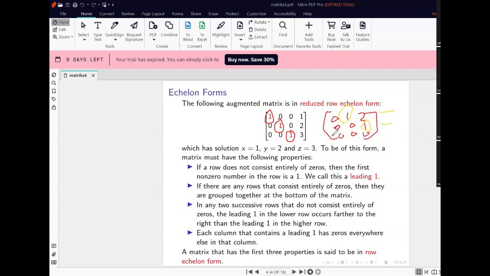Okay, another example. 1, 0, minus 1, and also 0, 0, 1, 0, 0, 0. This is the leading one, and this is also the leading one. The leading one in the second row occurs further to the right than the leading one in the first row.